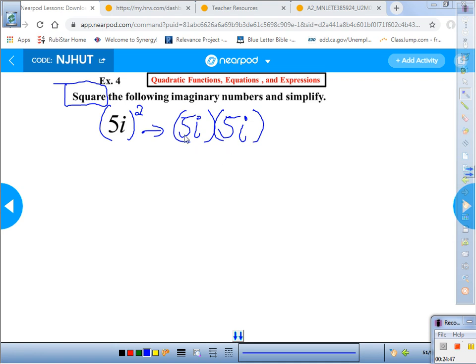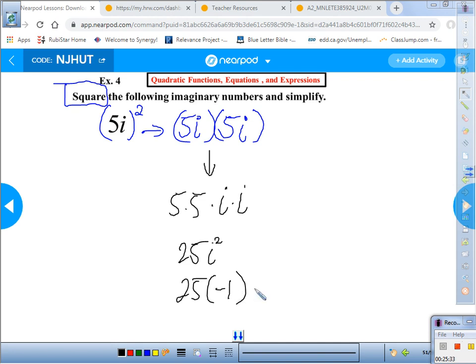Next. Do we have multiplication all the way through? Yes, that means I can rewrite this as follows. 5 times 5 times I times I. Do you agree with that? Yes, that's called the commutative property of multiplication. So if this is true, what is 5 times 5? 25. What is I times I? I squared. And now we can substitute and simplify. 25 times, what is I squared? Negative 1. That means this is negative 25.